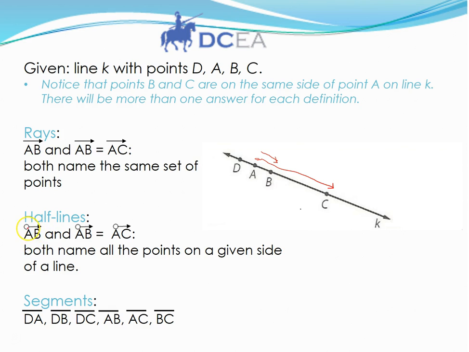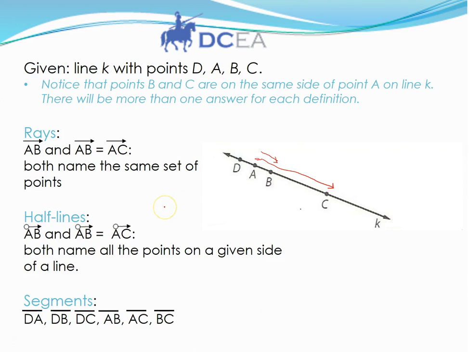Half-lines. Half-line AB is also equal to half-line AC because they both name all the points on a given side of a point. So once again, you have your endpoint A, and half-line AC travels to the right indefinitely, and so does half-line AB. They are the same set of points.